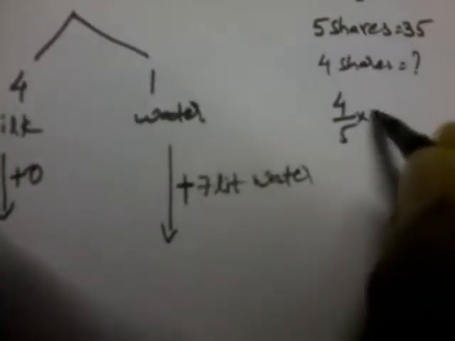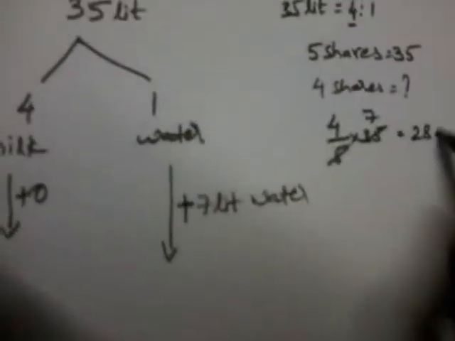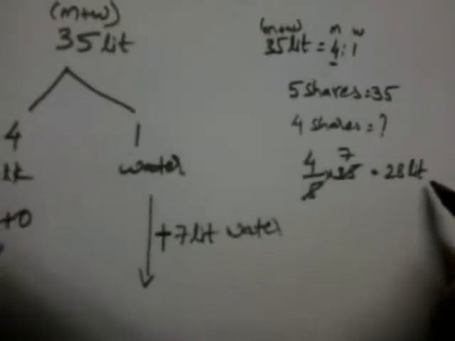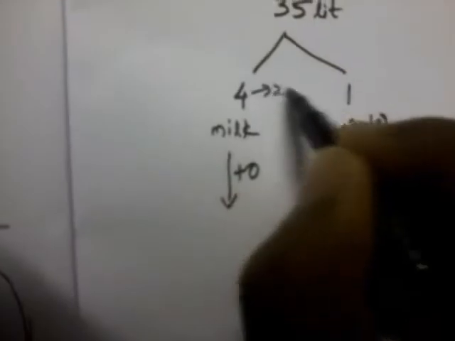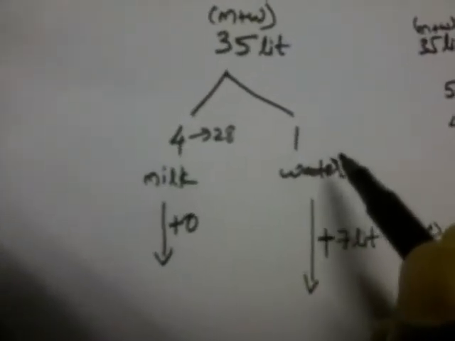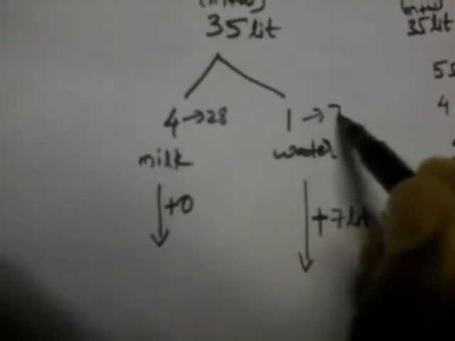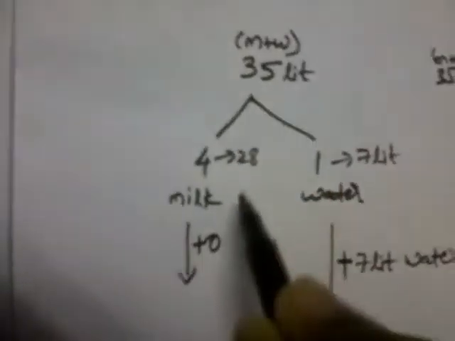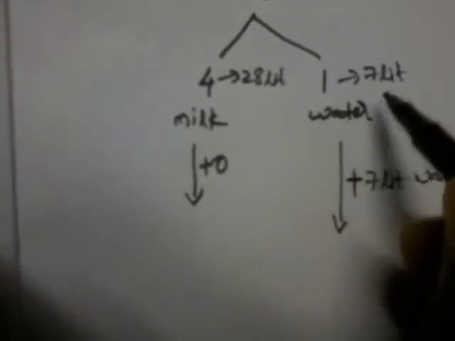How can we find it? Take the numerator and denominator and multiply, and we get the solution as 28 liters. 28 liters is nothing but the milk. So 4 shares is 28 liters. If milk is 28, the remaining is the water, that is 7 liters. If you sum up these two, we get 35 liters. That is, 28 liters is milk, 7 liters is water.